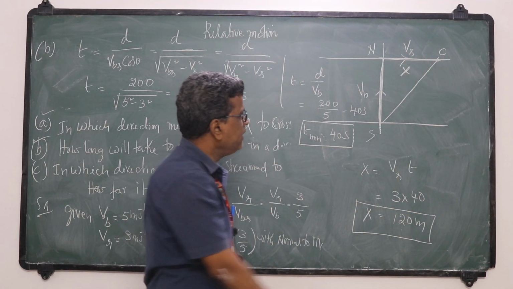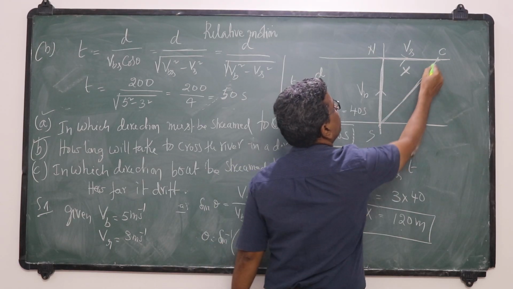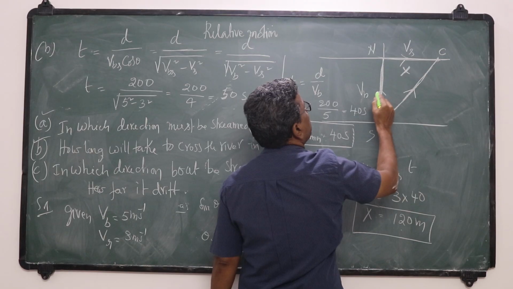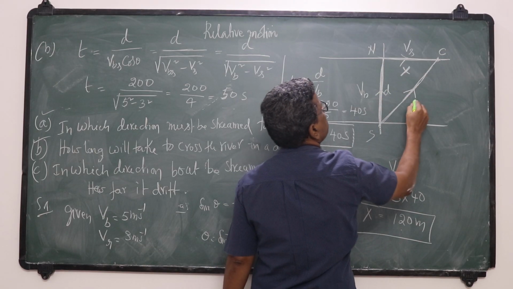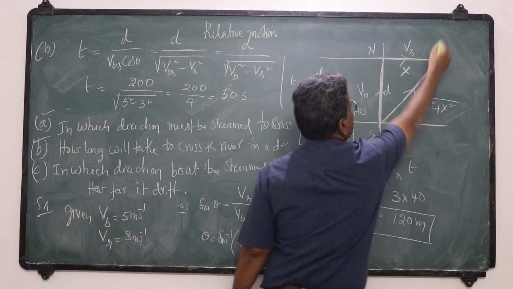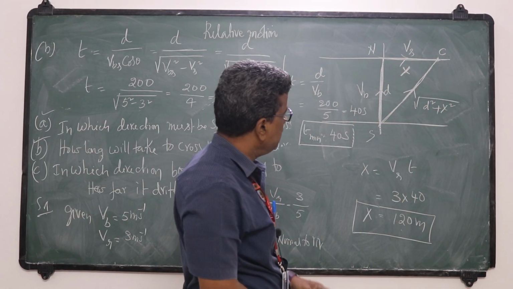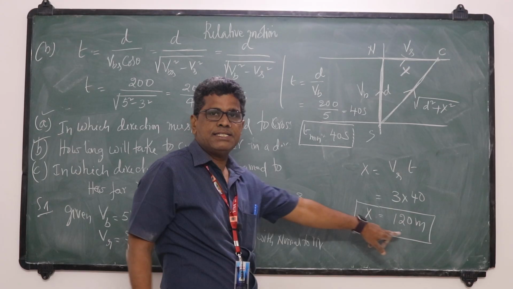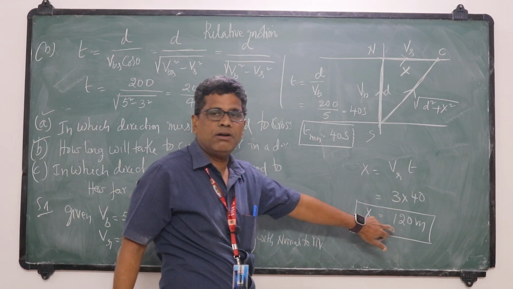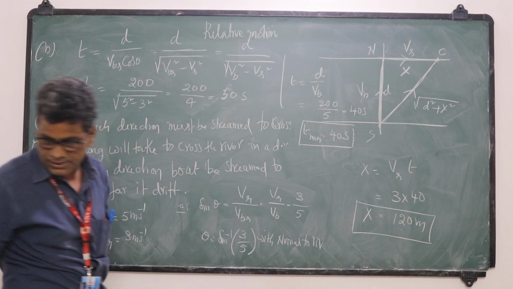If you want the actual path length travelled by the boat, this is the actual path. This is the width of the river D, and this is x. So the path length will be the square root of D squared plus x squared. But x is the horizontal displacement of the boat, which is called drift. This is one example. Clear?